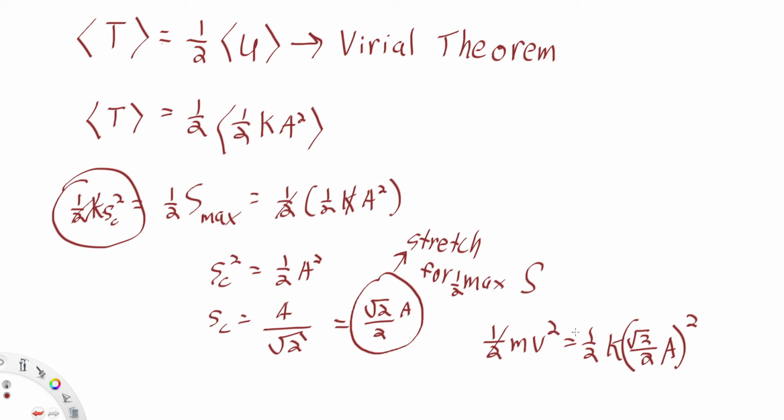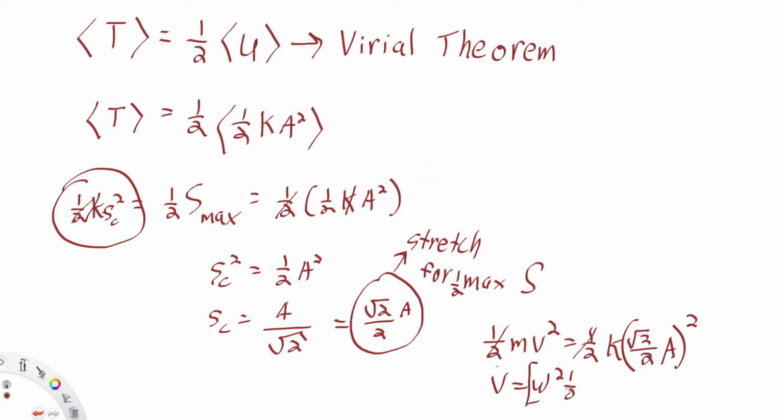Right, so our halves cancel off. We get a k over m again, which I'm going to write as omega squared. And then when we have square root of 2 over 2 squared, that's just a half. Right, so we get 2 over 4, which is a half.